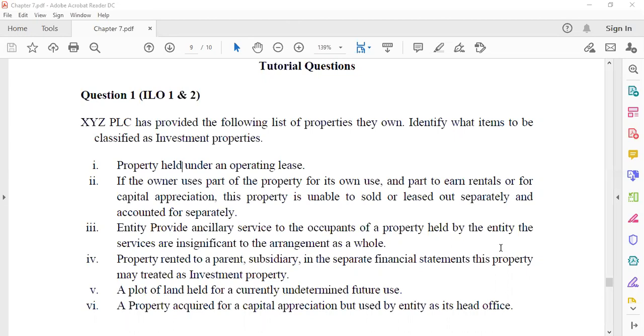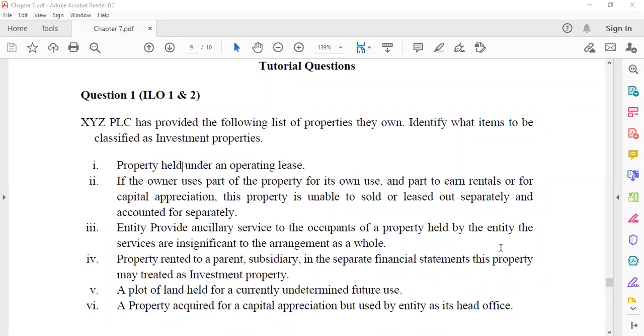Then the third one, it says that the entity provides ancillary services to the occupant of a property held by the entity. The services are insignificant to the arrangement as a whole.